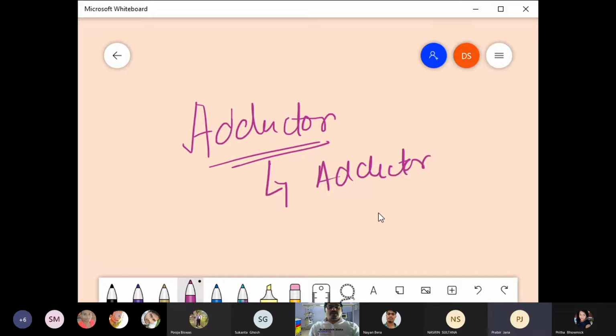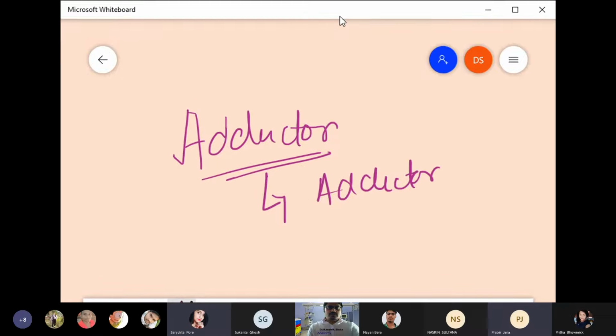What is the definition? Who can say what is adduction? What is the definition of adduction? Abduction. Yes. Any movement away from the axis of the body is called abduction.